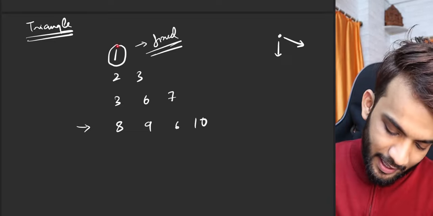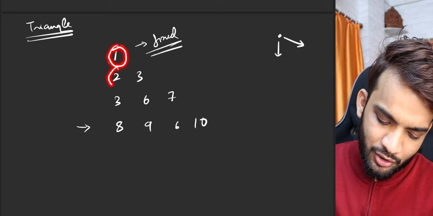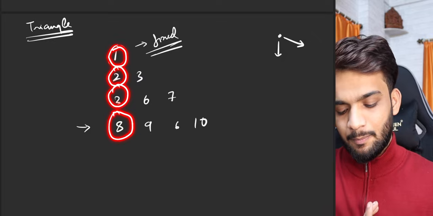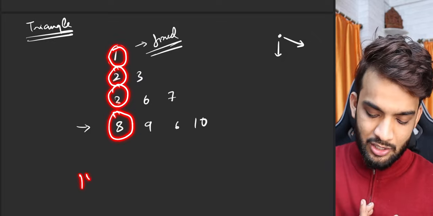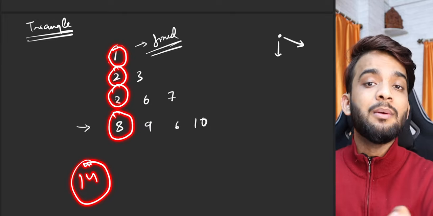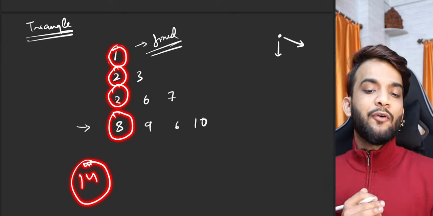So for an example, I can go from 1 to 2 to 3 and to 8. And this is 8 plus 2 is 10, 13, 14. So 14 is the minimum path sum. You can try out all the paths and the minimum that you will get is indeed 14.